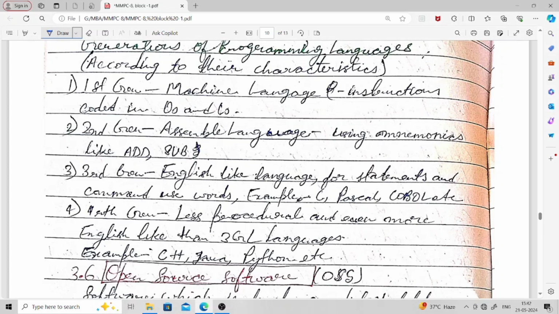Next you have the fourth generation programming language. In the fourth generation, the language is less procedural and even more English-like than third generation language. So compared to the third generation, we use more English-like words in the fourth generation language, and it is less procedural. Examples: C++, Java, Python, etc.